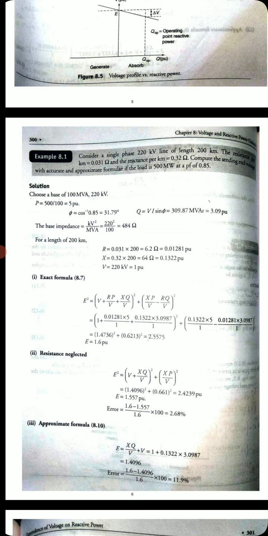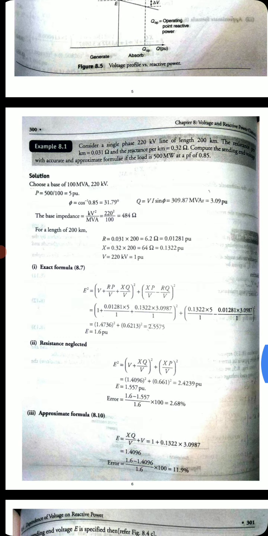The base impedance is kV square by MVA. We know 220 square by 100, we get 484 ohms as the base impedance. Length is 200 km, so we get the values of R and X by multiplying by the total length. With base of 484, 6.2 by 484, we get 0.01218 per unit as R and 0.1322 per unit as X. V is 220 kV, that is 1 per unit. With the exact formula, equation 8.7, E square is equal to (V plus (Rp plus XQ)/V) whole square plus (XP minus RQ)/V whole square. Put all the values, you will get E as 1.6 per unit.